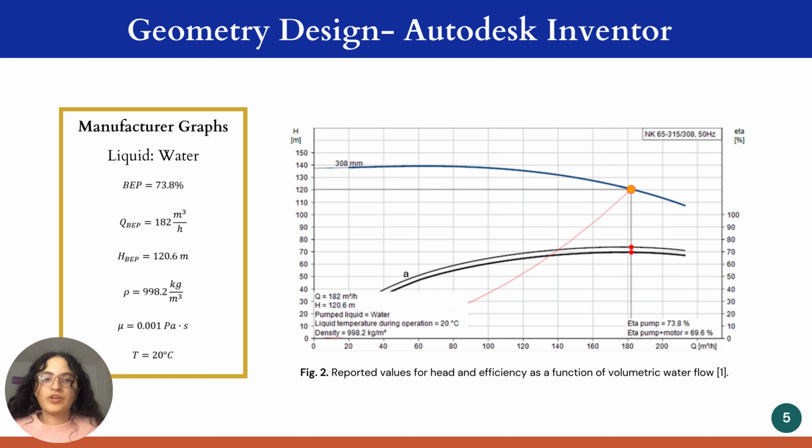For the geometry design, we took into account the data reported in the manufacturer's curve using water as the fluid, with a BEP efficiency of 73.8%, a flow rate of 182 cubic meters per hour, and a height of 120.6 meters. These data were taken as the basis for the pump design, which will be explained as follows.